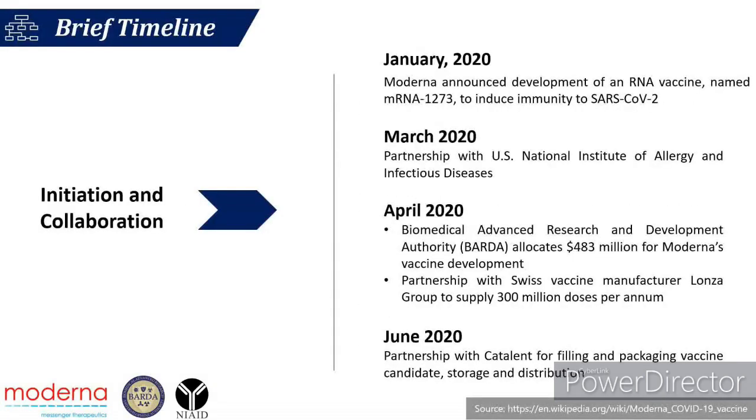In January 2020, Moderna announced development of an RNA vaccine named mRNA 1273 to induce immunity to SARS-CoV-2. Along the way, they partnered up with NIAID in March 2020, BARDA and Lonza Group in April 2020, and Catalent in June 2020.